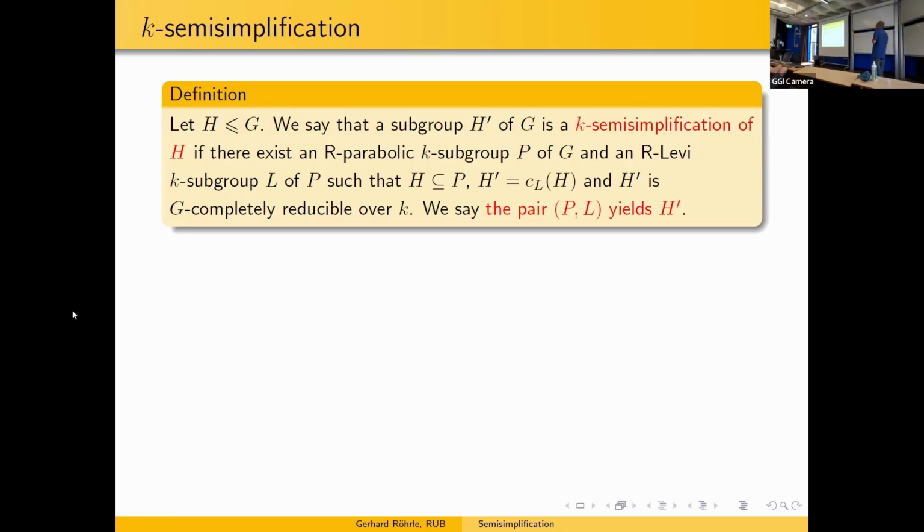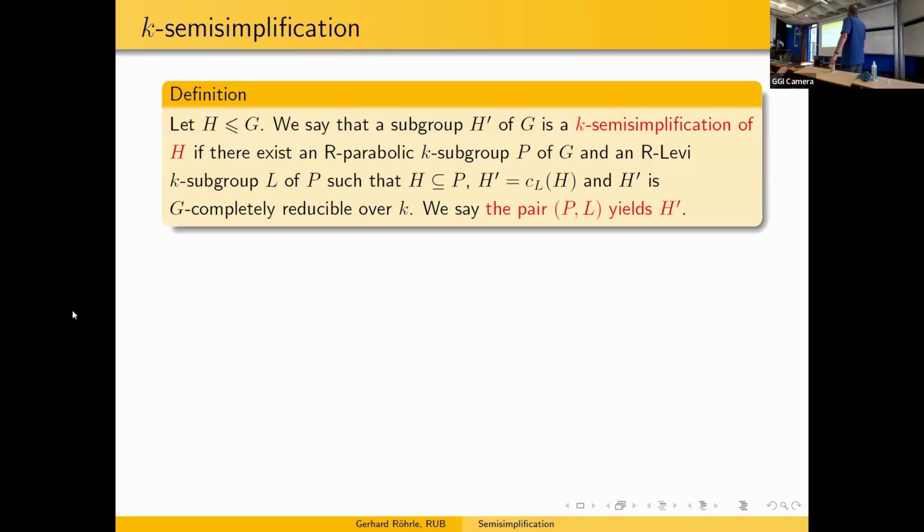We need to have the K along. If there exists a K-parabolic subgroup, like a Richardson from the P lambda before, K-subgroup P of G, and a K-Levi subgroup L of P, such that H sits inside of P, and H prime is the projection of H into the Levi factor, and H prime is actually G-completely reducible. So this pair, P and L together, they yield the semisimplification. We've seen that explicitly in terms of matrices in this example ahead.